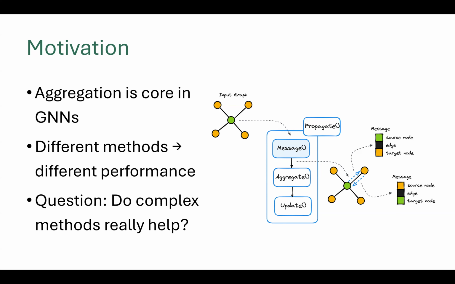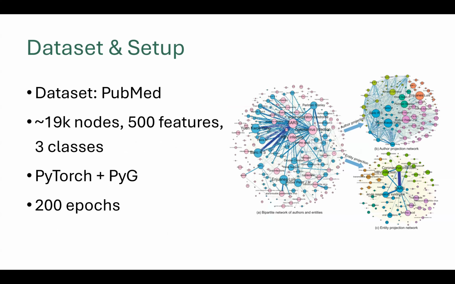So in graph neural networks, each node updates its representation by combining information from its neighbors. This process is called aggregation, and it directly affects how well the model captures graph structure. While many advanced aggregation methods have been proposed, it is not always clear whether they actually outperform simpler ones. So, the key motivation of this work is to understand whether more complex aggregation mechanisms truly provide benefits.